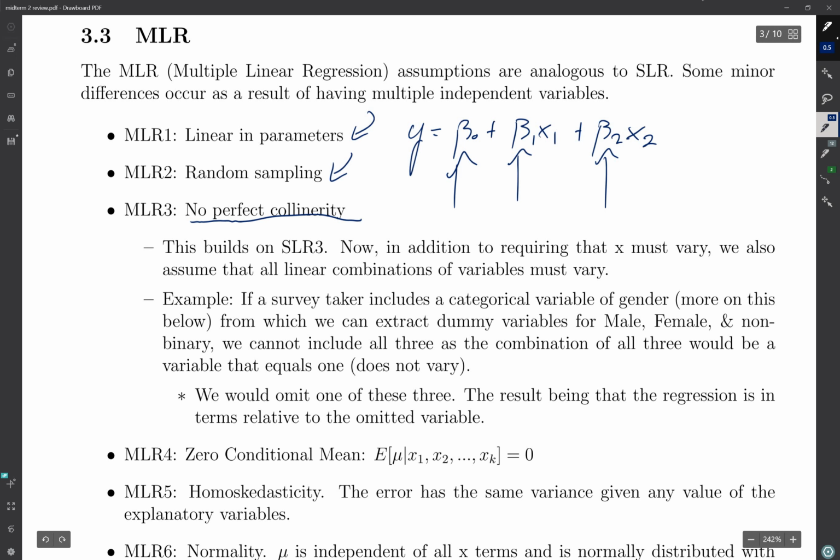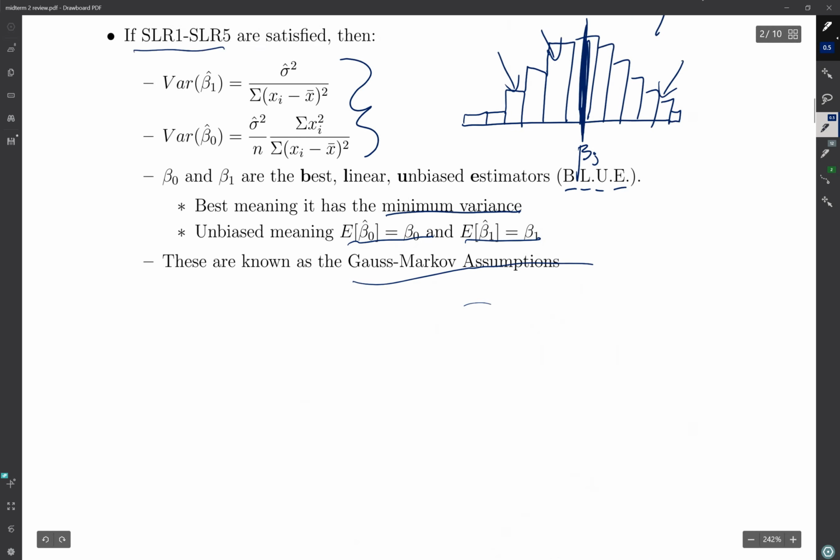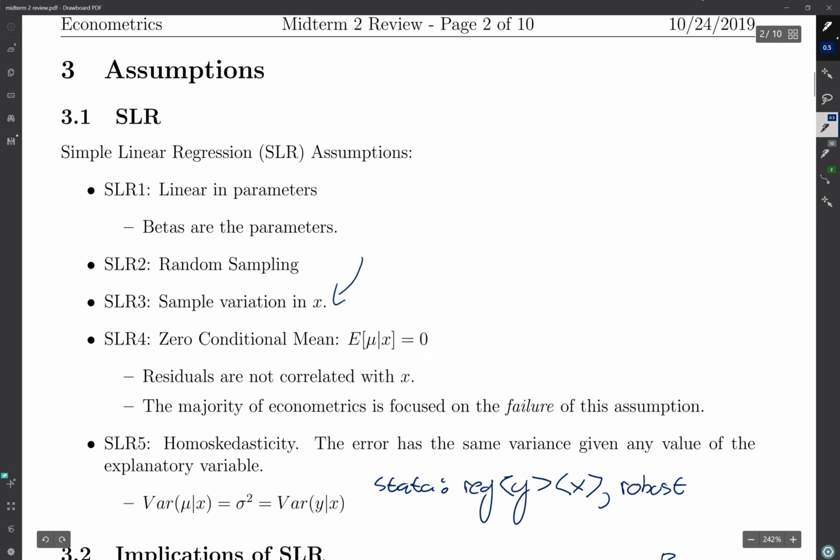MLR3, no perfect collinearity. So this is actually really the same thing that we saw here when we were talking about sample variation in X. But really what we're saying now is that we can't have linear combinations of variables that don't vary. Okay, so what does that mean?